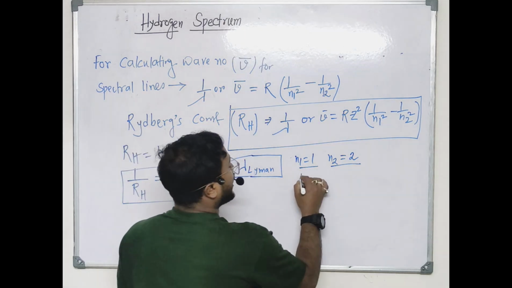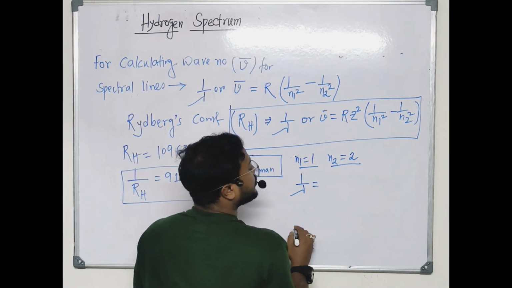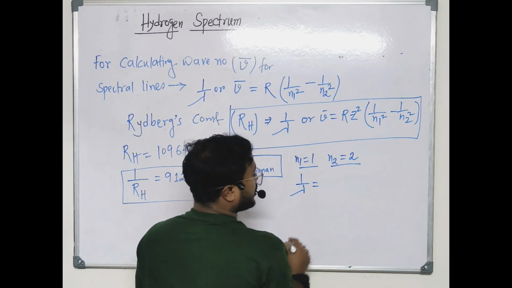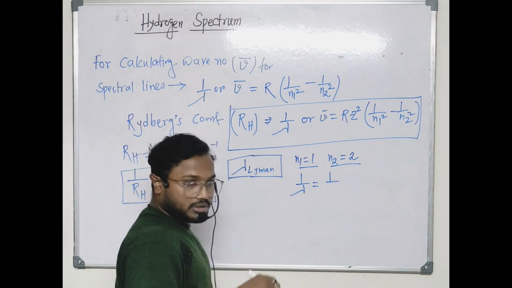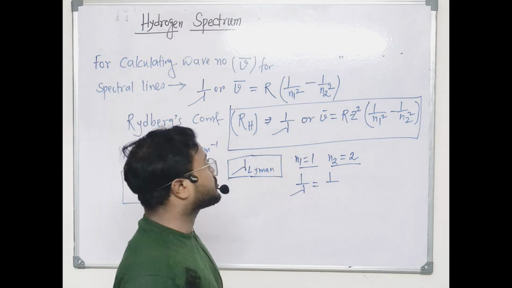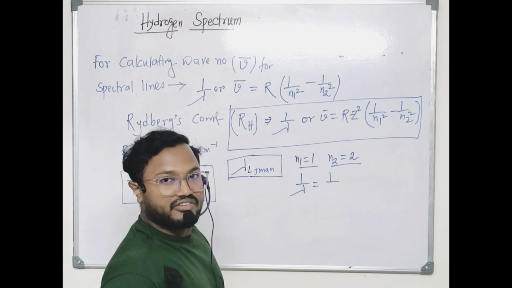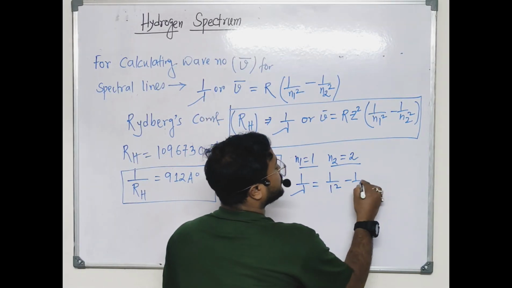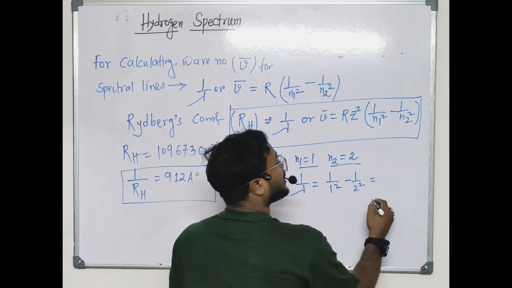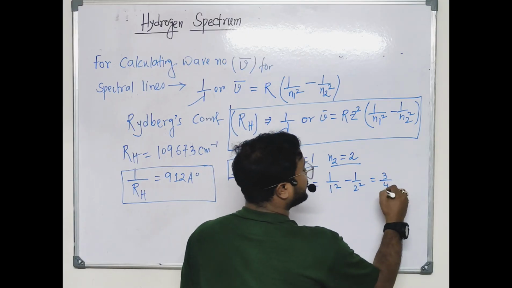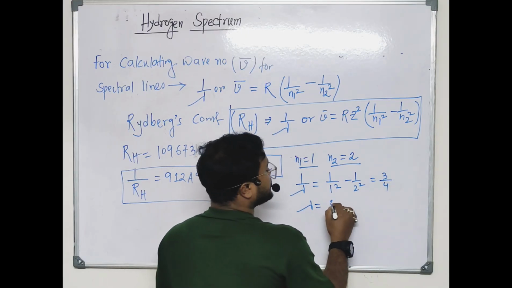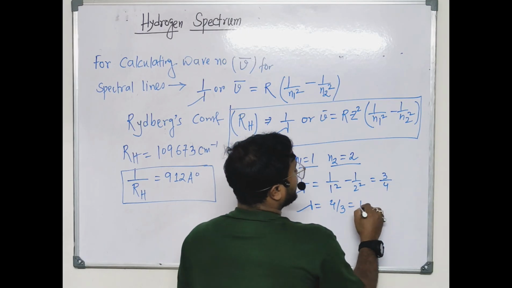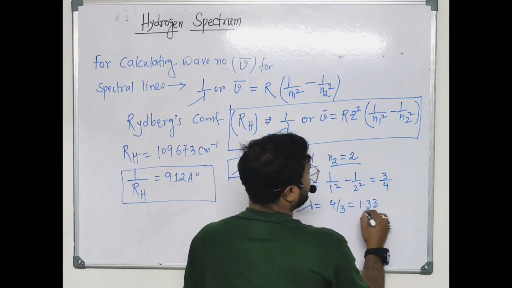So according to that, 1 by lambda value is going to be, for hydrogen I am taking only, R is common in both the cases, longest or shortest, so in both the cases I am not taking the value. 1 by N1 square minus 1 by N2 square. So 1 minus 1 by 4, that is 3 by 4. As a result, lambda comes 4 by 3. That value is 1.33.